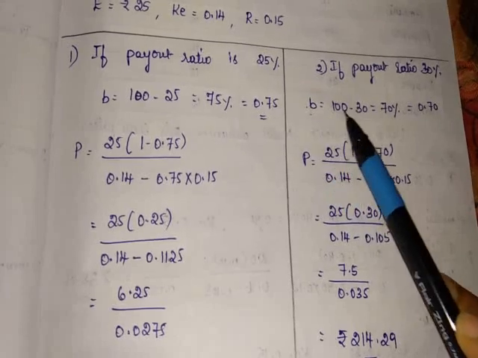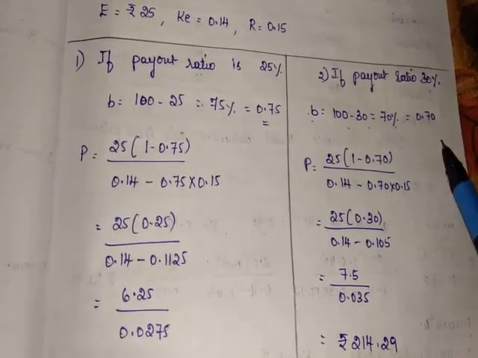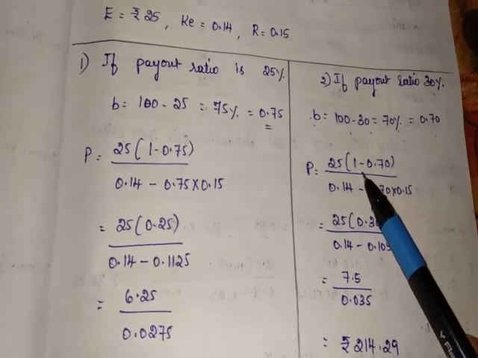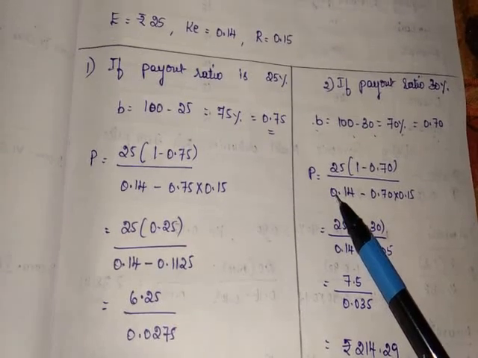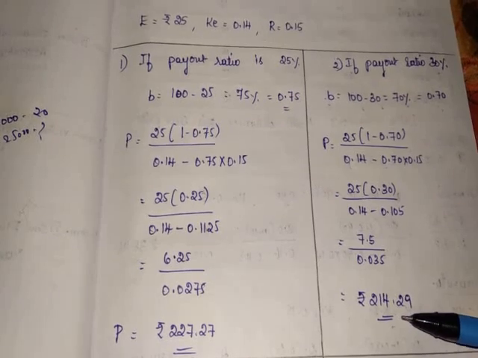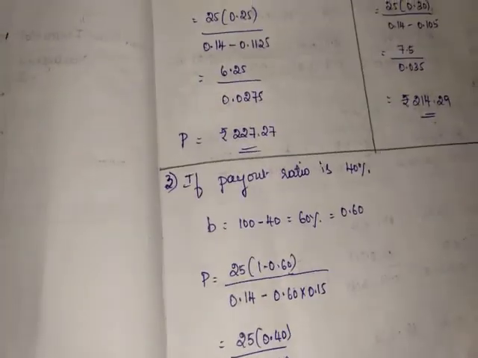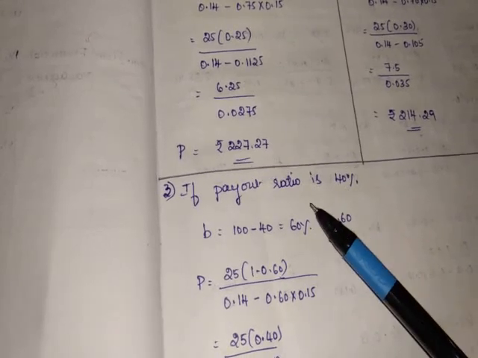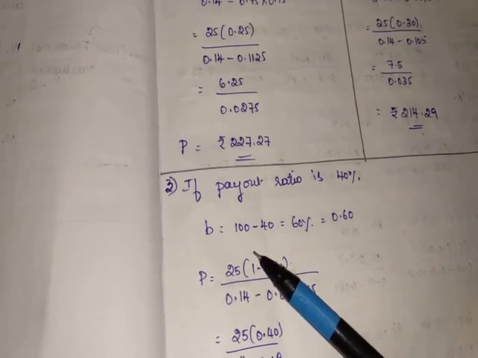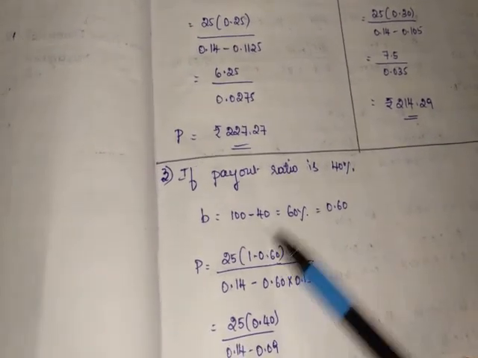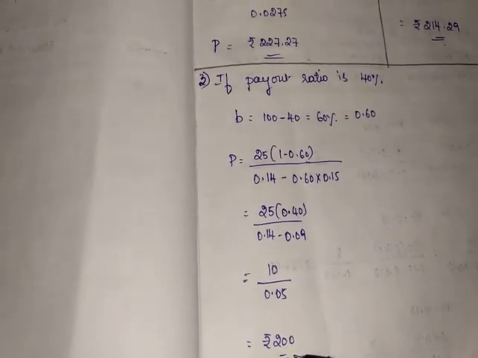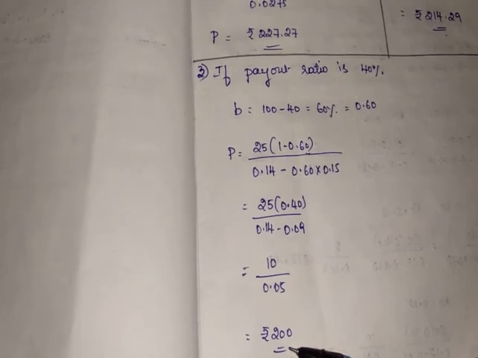Like that, we have calculated for 30% payout ratio. B is the retention ratio, 100 minus 30 means it is 70%, 0.70 is B. E is 25. E into 1 minus B divided by KE 0.14 minus B into R. So I got the answer, rupees 214.25 market price. Then the third circumstance: if payout ratio is 40%, what is the market price? Then retention ratio will be 60%, that is 0.60, and we'll get the market price by calculating, that is rupees 200.